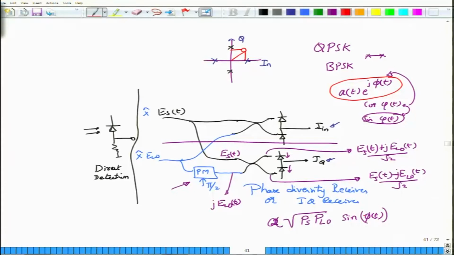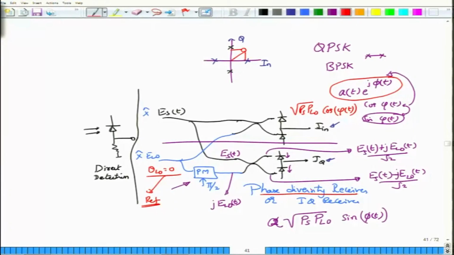So this is for the quadrature component, but for the in-phase component, this output photocurrent would be square root of Ps PLO cosine phi of t, where phi of t is the phase of the input transmitted signal. I am assuming that theta LO is equal to 0, or I can use this theta LO simply as a reference. And this detector scheme which I have sketched, which involves two different couplers, or in fact more couplers, and an extra phase modulator to induce a 90-degree phase shift, is called a phase diversity receiver.